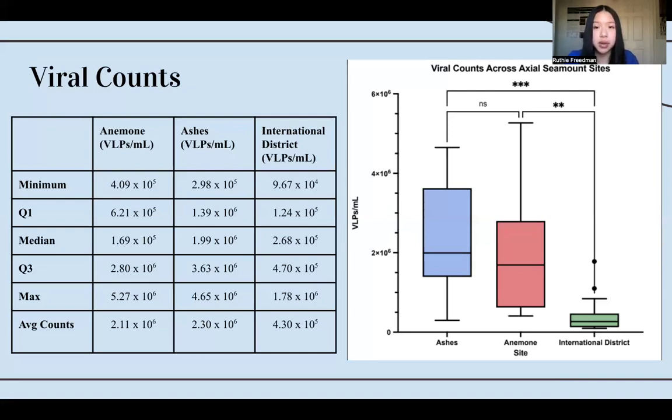However, Ashes and Anemone were not found to be significantly different, most likely due to how similar in counts they were, as they're off by just about a decimal place, and you can see their medians line up in the same range, as well as their minimum to maximum range.